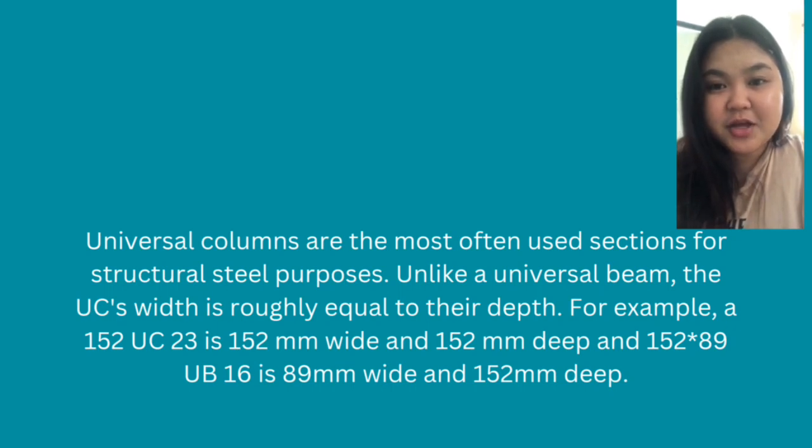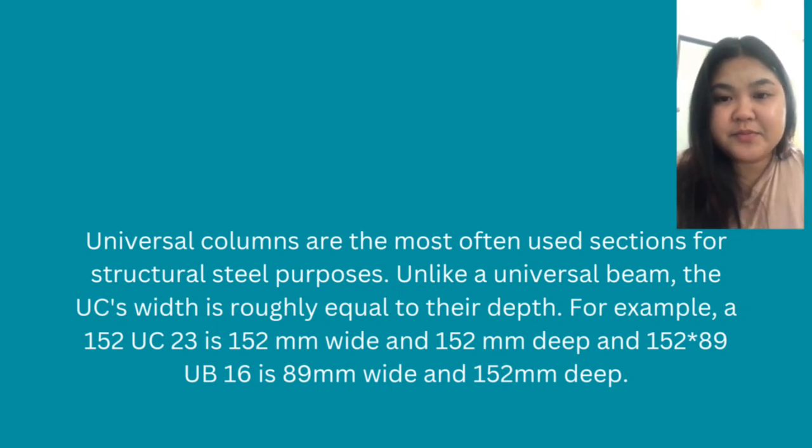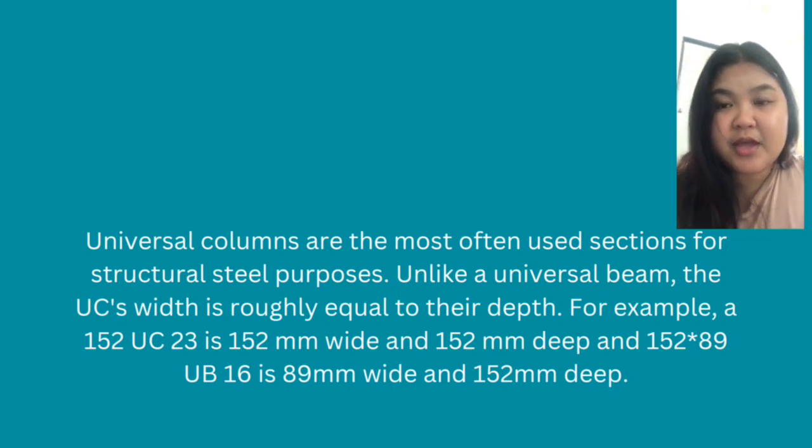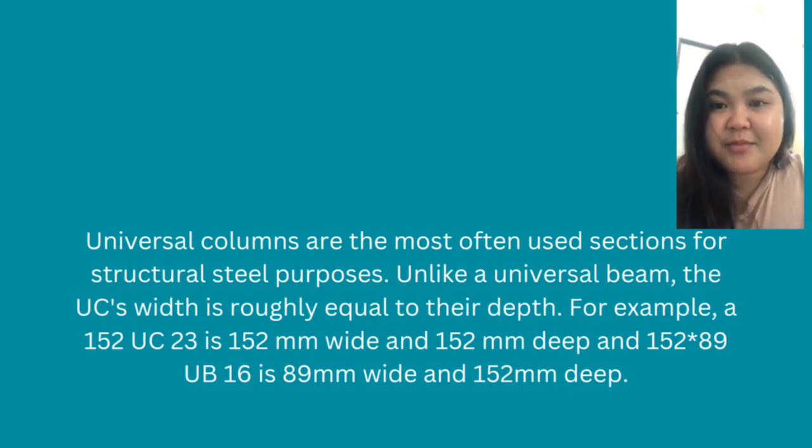Today I want to present about universal columns. Universal columns are the most often used section for structural steel purposes, unlike a universal beam. The UC width is roughly equal to the depth. For example, a 152 UC 23 is 152 mm wide and 152 mm deep, and a 152/89 UB 16 is 89 mm wide and 152 mm deep.